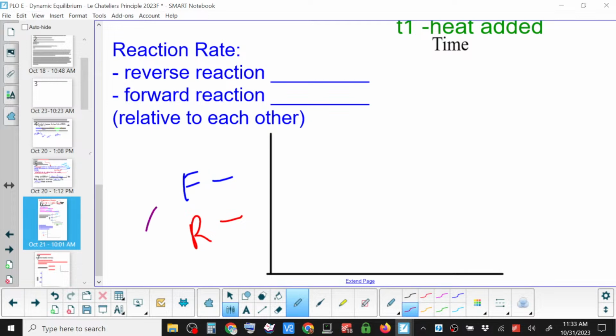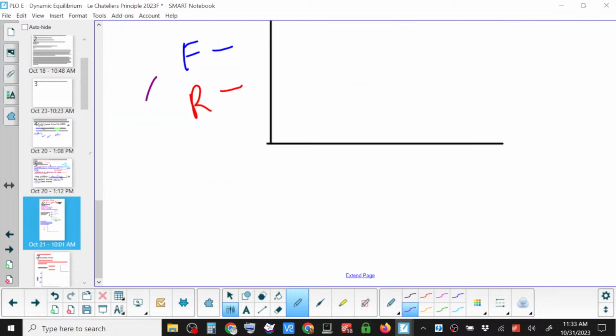So when they're together. So when we start out, if it's at equilibrium, if I do the same thing and I have time, T1, we're not measuring concentration anymore. What should the rates be at equilibrium? They should be equal. So at first, both rates are the same, right until time T1.